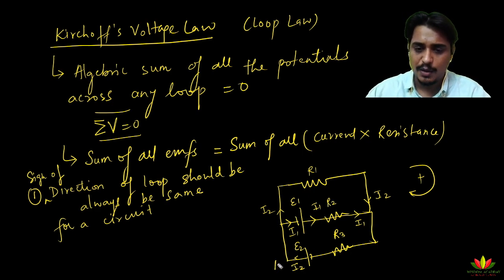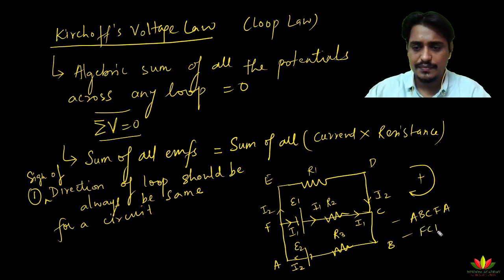how many loops can I take? I can take 3 loops in this: A, B, C, D, E, and F. So I can take loop A, B, C, F, A. There can be another loop F, C, D, E, F. There can be another loop A, B, D, E, A.